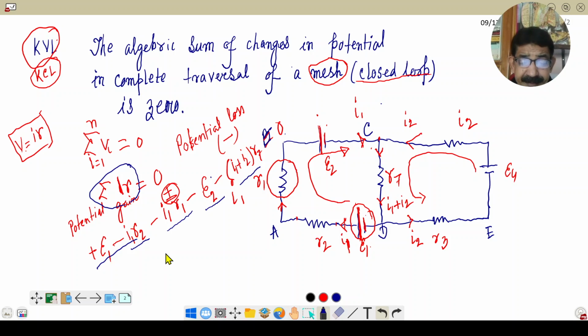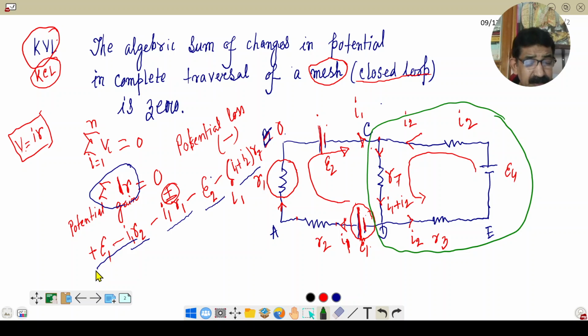Okay. Now, if we consider this mesh, and this mesh also will give another equation with I1, I2, E1, E2, etc.